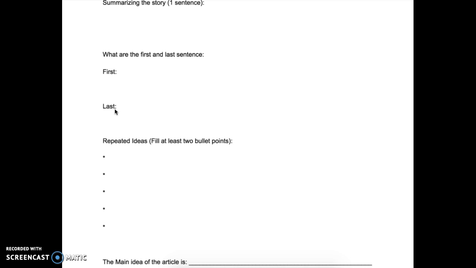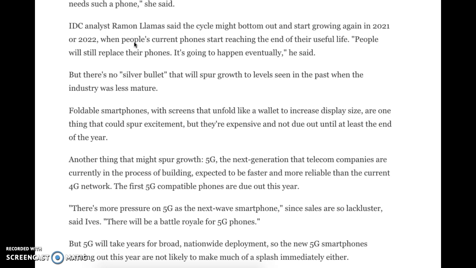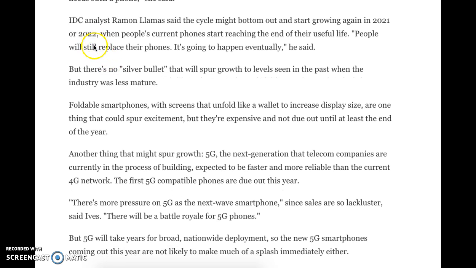Smartphones aren't going anywhere. If you recall, there was a quote in the article, and I will go back and see if I can find it here. This is the quote that I was considering: "People will still replace their phones. It's going to happen eventually." Ramon Lamas figures that in 2021 or 2022, when our phones, let's say you just got a new phone, when that phone is no longer useful, the battery or some hardware issues on the inside fall apart, people are still going to buy phones. Phones will still be the hot technology, but nothing's changing enough for people to want to buy them.